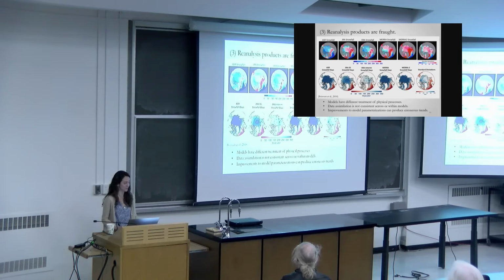So why are these so different? I talked about their different treatment of physics. Also, these models are assimilating data, and depending on when new data sets come online, this can create a change in the trends or a change in their output. And also, as they make improvements to their model physics, this can create erroneous trends.